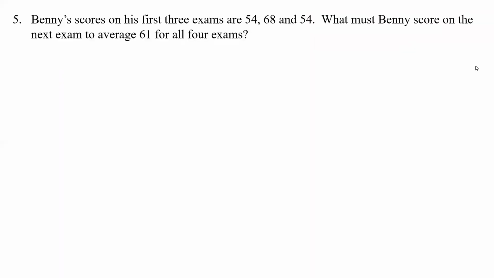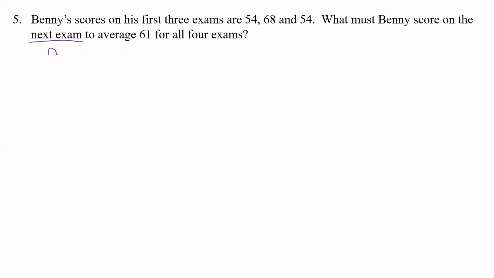All right, so here we have Benny's scores on his first three exams are 54, 68, and 54. What must Benny score on the next exam to average 61 for all four exams? Well, how do we find average? We have to take the sum of all of the scores and then divide by the number there are. So let's figure out what we're going to call this next exam. Let's call it N for next.